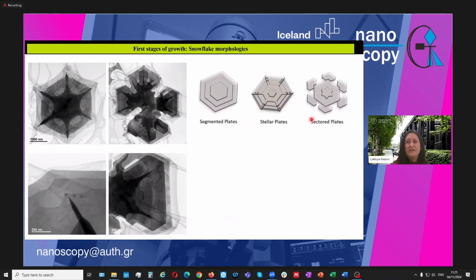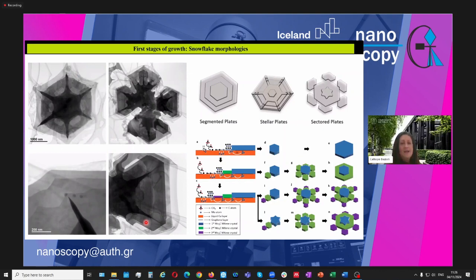So the final result was that we had these snowflake morphologies at the very first stages of growth, comprising segmented, stellar, and sectored plates. And we understood that this morphology happens because there are two growth modes taking place at the same time. We have a vertical growth mode that happens layer by layer, and a lateral growth mode, which is a growth edge to outwards stretching mode.